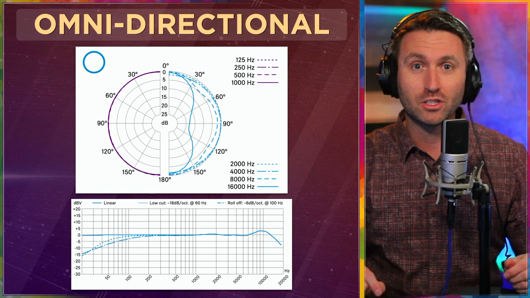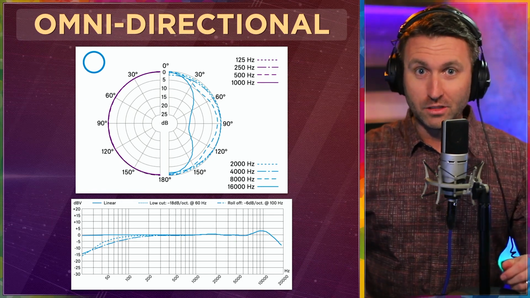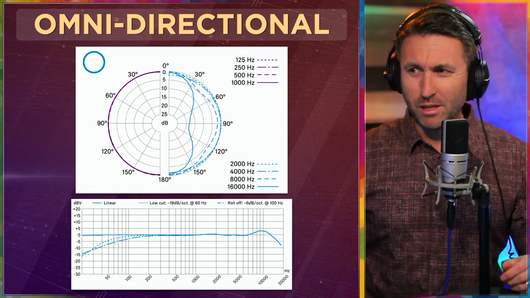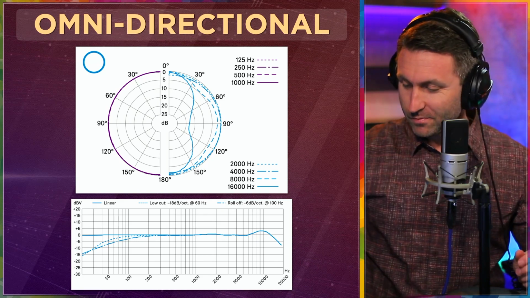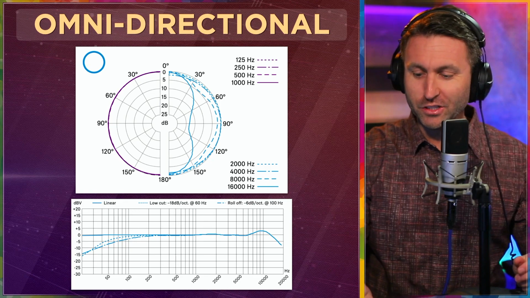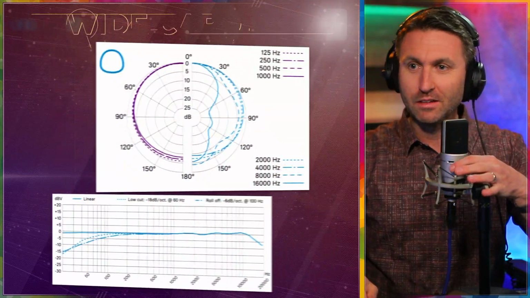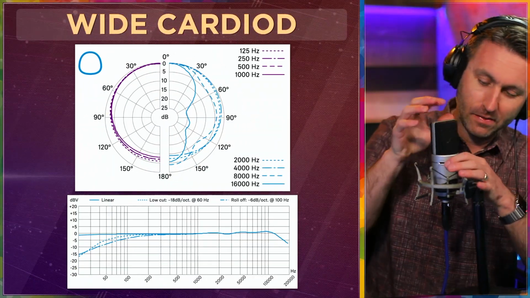So this is how it would sound if I was trying to compete. Again, I would not do this. I would not really use an omnidirectional pattern with background noise that I was trying to compete against. That doesn't seem like a wise idea, but I want you to understand how that sounds. Okay, that's omnidirectional. Let's move on to wide cardioid.